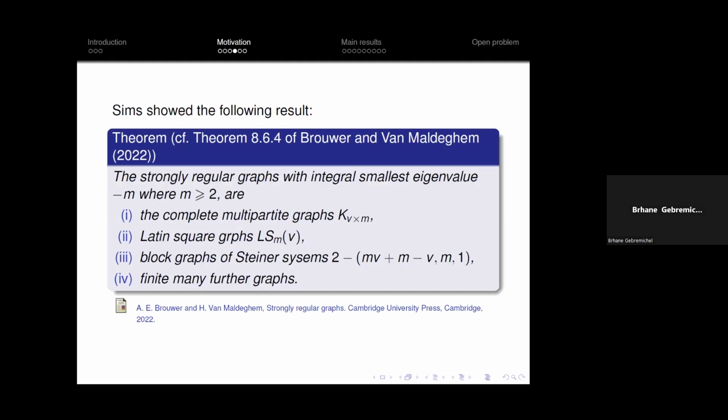The theorem shows the following result. A strongly regular graph with integral smallest eigenvalue negative m, where m is at least 2, is a complete multipartite graph, a Latin square graph, a block graph of a Steiner system, or one of some finitely many further graphs. We can find this result in the new book by Brouwer and Van Maldeghem.